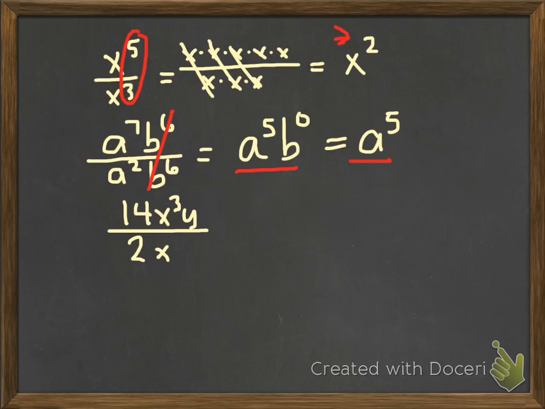Alright, 14x to the 3rd y divided by 2x. You divide the numbers. 14 divided by 2 is 7. x to the 3rd divided by x is x to the 2nd. You subtract the exponents. And the y is on the top. There's nothing to subtract on the bottom. So 7x squared y is the answer.